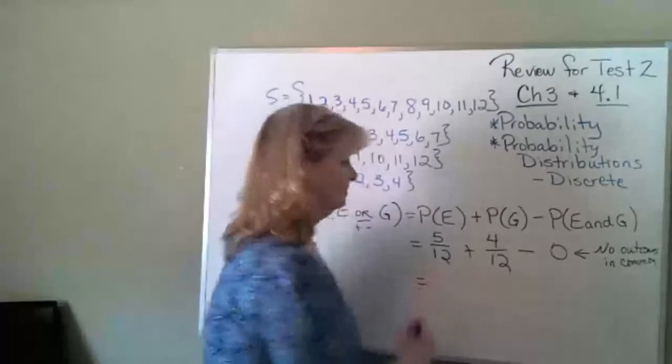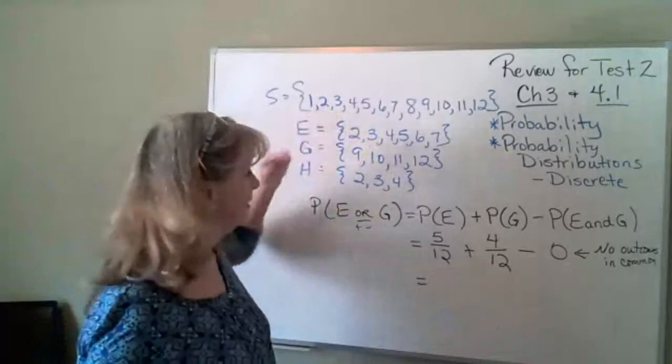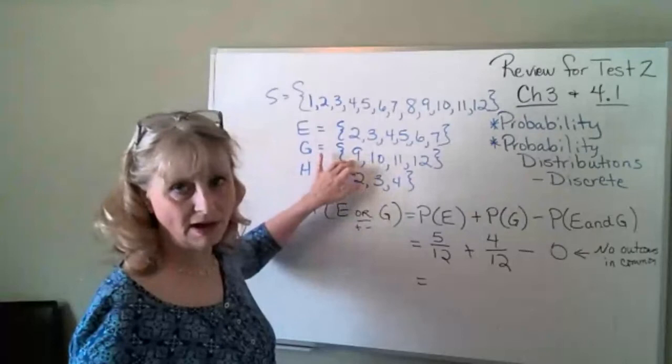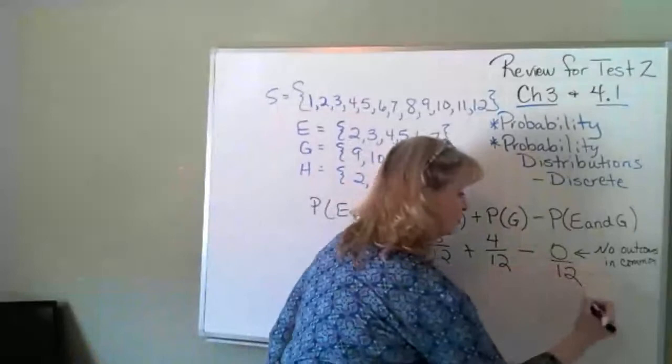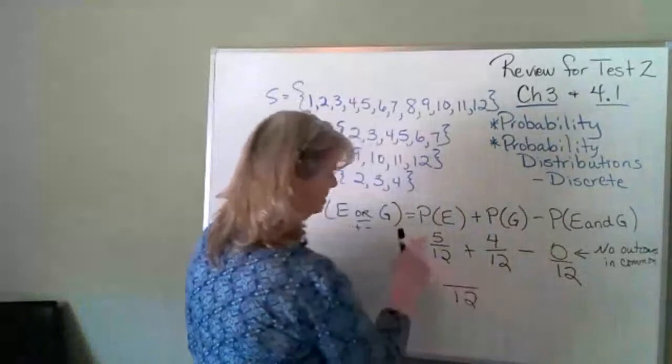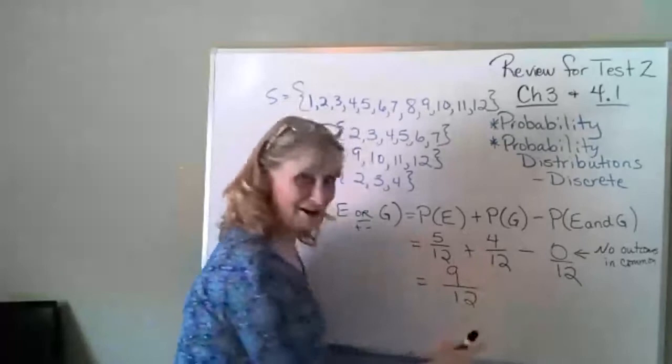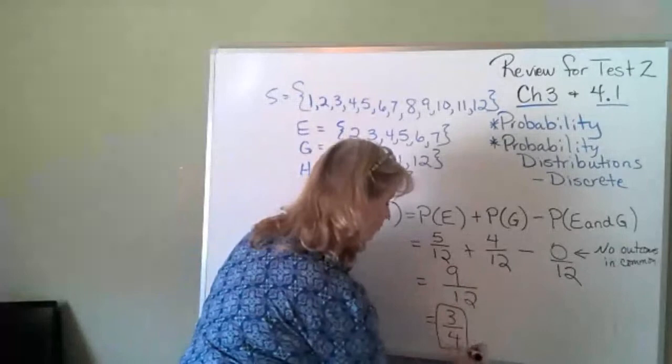And the reason why they had no outcomes in common, well, you can look at them and see that there's no outcomes in common. But let's suppose that G had a 7 in it as well. Then that one outcome in common would be 1 over 12 right here. But they don't have anything in common, so we have 0. Maybe we should put 0 out of 12. They have 0 out of 12 outcomes in common. And now out of 12, we have 5 plus 4 is 9, or 5 plus 4 minus 0 is still 9. Dividing by 3 gives us 3/4 is the probability of E or G.